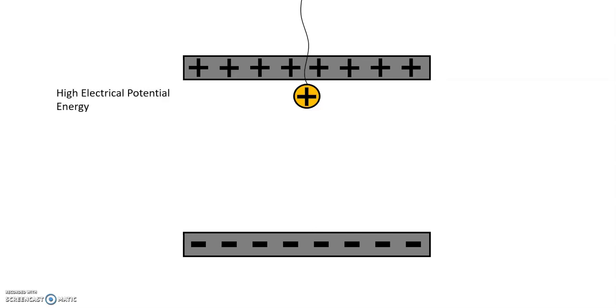Again, if I want, I can think of this in terms of electrical potential. So we would say that you have high electrical potential energy when you're closer to the positive plate, and you have low electrical potential energy when you're closer to the negative plate. By the way, it doesn't matter what orientation you have. If I were to put the positive plate on the bottom and the negative plate up towards the top, I would still have high electrical potential energy at the positive plate, and I would still have low electrical potential energy at the negative plate.